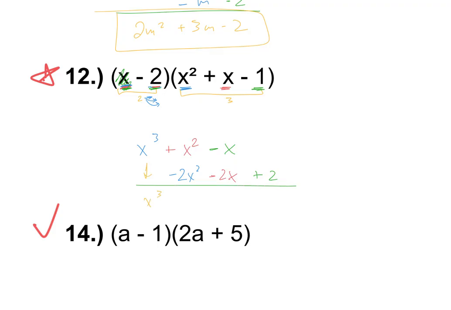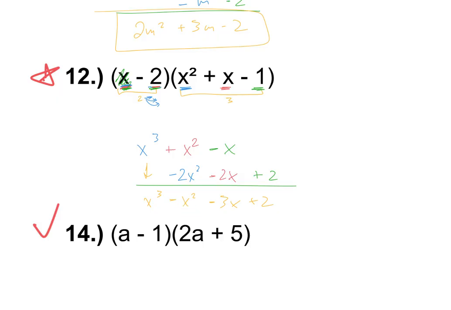X cubed minus x squared minus 3x plus 2. If you're wondering how I'm getting this stuff right here, you're just combining them. X squared cubed has no like terms. X squared and negative x squared, negative 2x squared would become negative 1x squared.